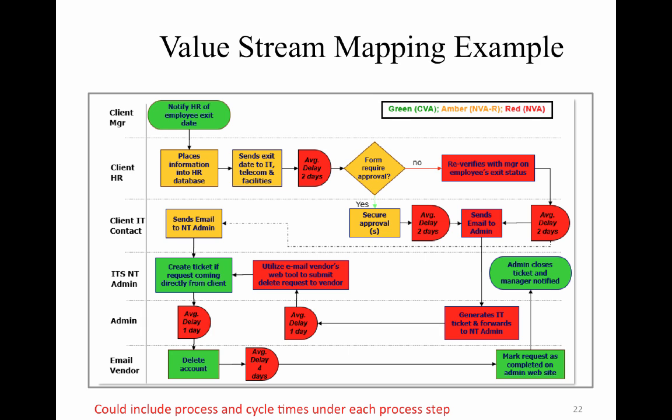But otherwise, this is a pretty good value stream map. You have the 6 different activity types, I guess you'd say. You have the client manager and what that person needs to do, the client HR and what that person needs to do, and so on and so forth.